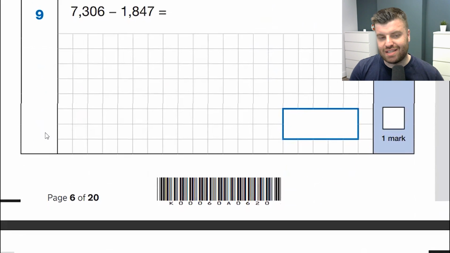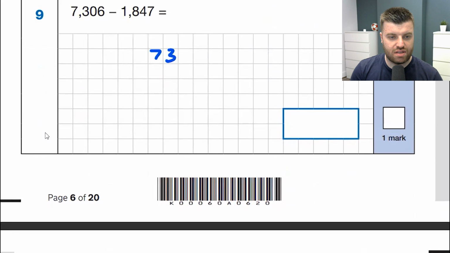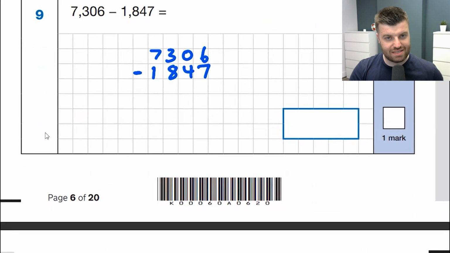This one is just a case of showing a solid understanding of the column method. 7,306 subtract 1,847. And this is something we see a lot in the SATs. Look at the ones column. 6 take away 7. We don't have enough ones at the top, so we're going to have to exchange. But of course, there are no 10s. So we're going to do a double exchange here.